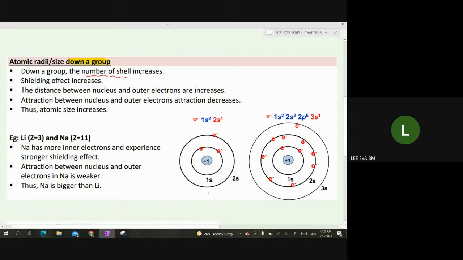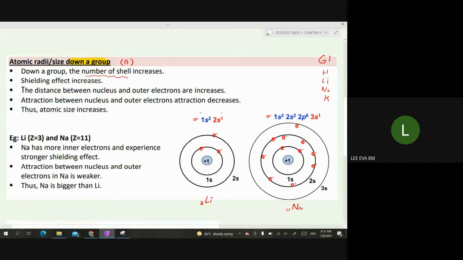Okay, so if you're looking at the diagrams over here, this one obviously is our lithium, with 3 proton number. And then this one is our sodium with 11 proton number. Okay, so if you remember how the periodic table looks like, group 1, we start from hydrogen, then we have lithium, sodium, potassium. These are the 4 main elements in our group 1. Okay, so for lithium and sodium, down the group, number of shell increases. So number of shell is represented by a symbol N.